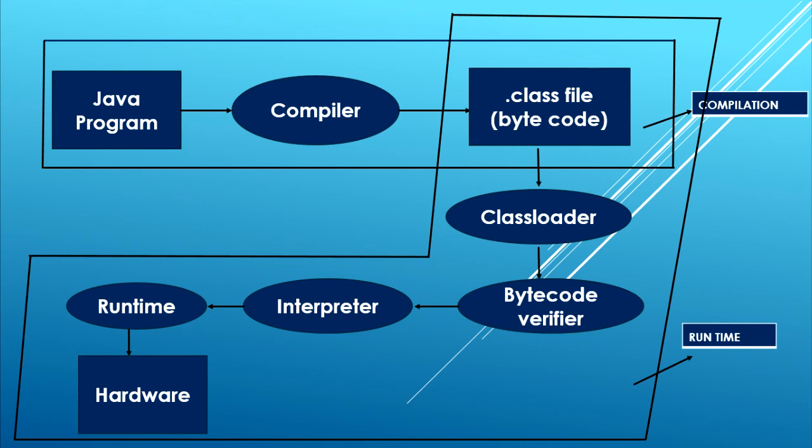This figure will explain it even more clearly. First of all, there was the Java program, then it was compiled by the compiler and it created a class file, which was the .class file. It is bytecode. This process in Java is called the compilation process. Now that bytecode was loaded into the bytecode verifier by the class loader, and the bytecode verifier then went to the interpreter, which interprets our code and gave us runtime and hardware. This process in Java is called runtime.